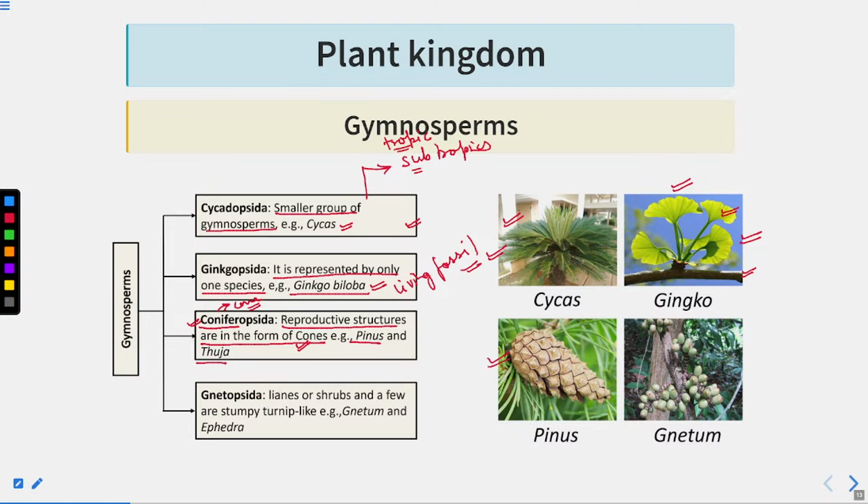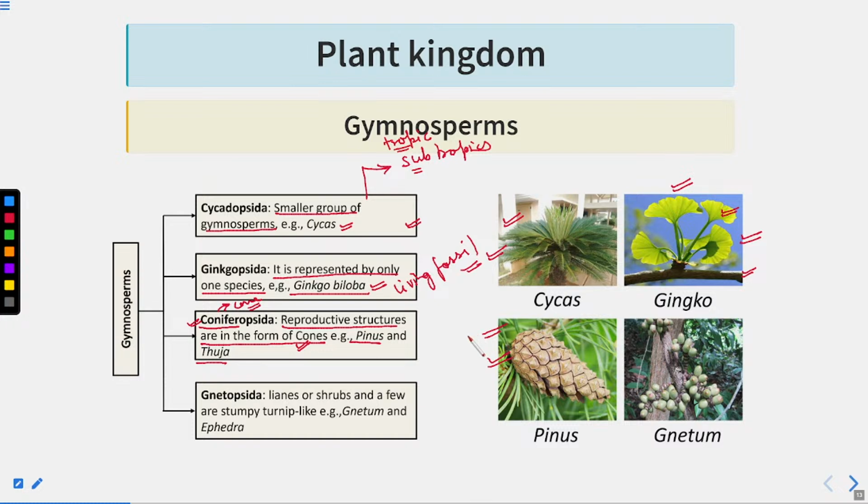So here you can see the Pinus, it is bearing the cone-like structure. They are most commonly known species among the gymnosperm family. Pinus and Thuja, these are the two examples, and they are evergreen plants. They do not shed their leaves in the winter.